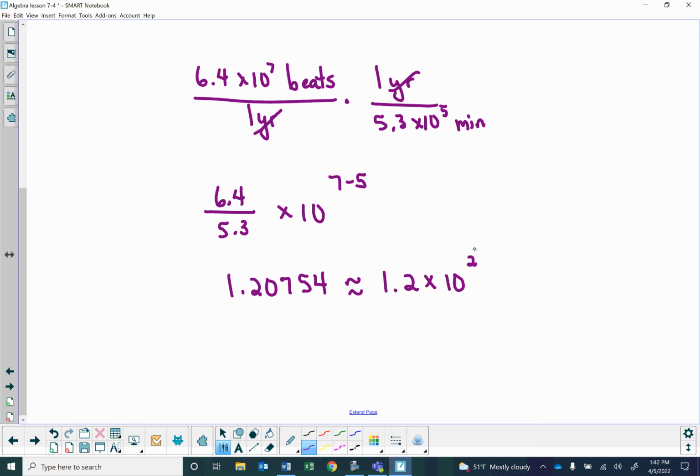Now it would be a whole lot easier to give me this answer in standard form. So if I move the decimal point 2 places to the right, it's about 120 beats per minute. So my little doggy's heart beats about 120 beats in 1 minute.